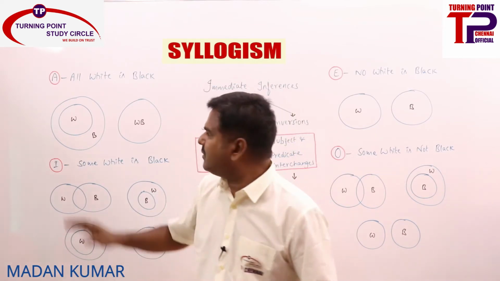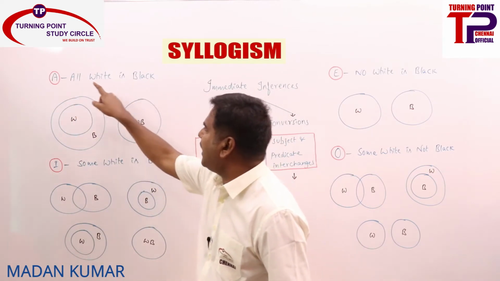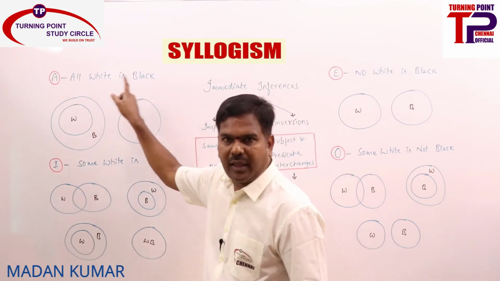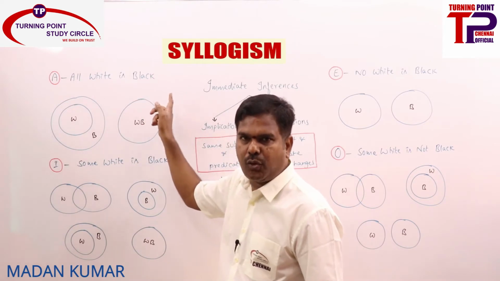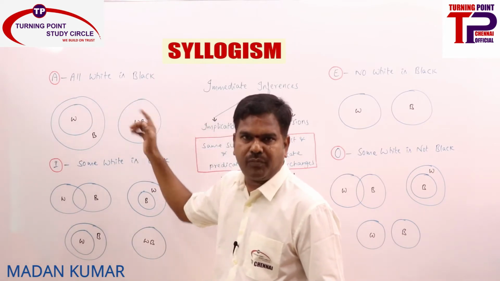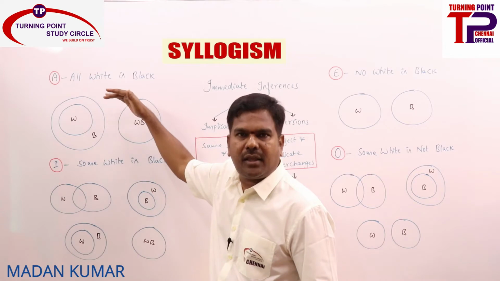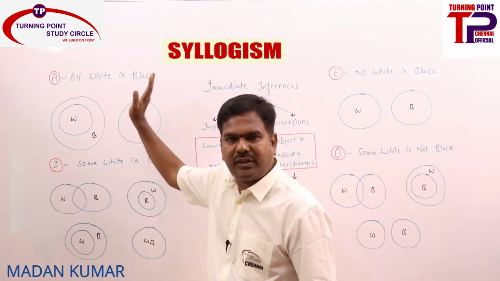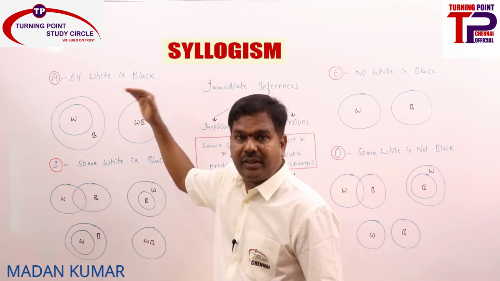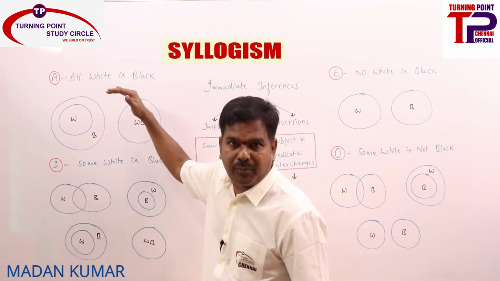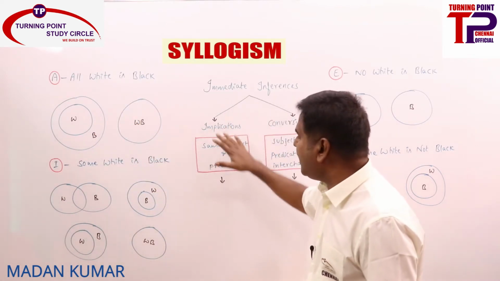Sir, what does that mean? It means if you say that all white is black, can I say that some white is black is true? Can I say that some white is not black is true? Can I say that no white is black is true? This is the A statement. Now we are taking I, E, O statements with the same subject and same predicate. Whether those statements can be derived from the A statement, that is what implications are here.